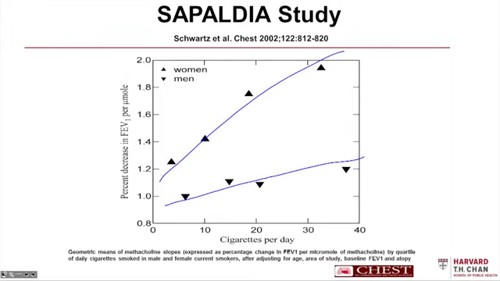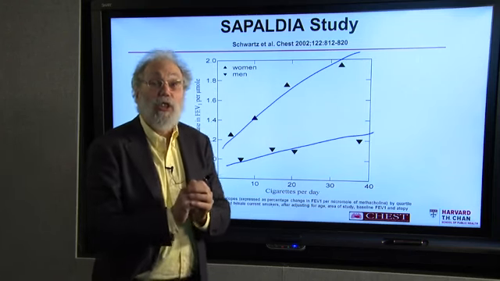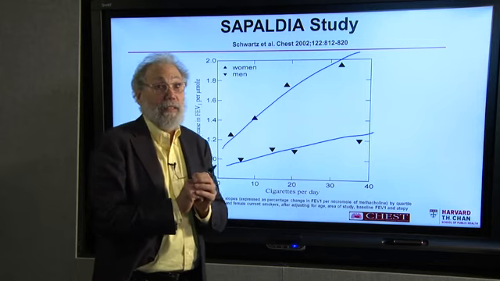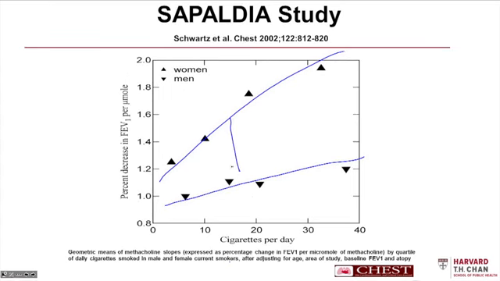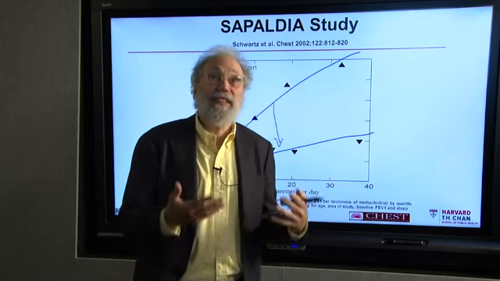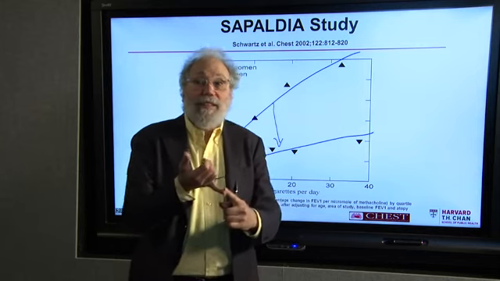The more cigarettes per day you smoke, the twitchier your airways are, the easier it is to get them to shut down in response to another allergic stimulus. But there's a big difference between the response to tobacco in women and in men. Women had a much bigger response at the same number of cigarettes per day. So that's effect modification.